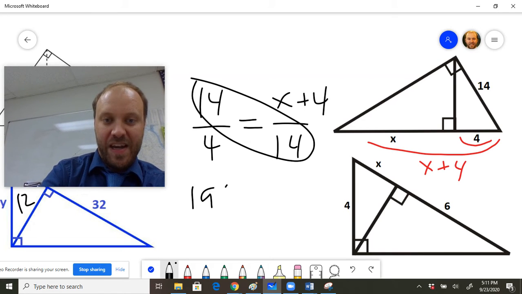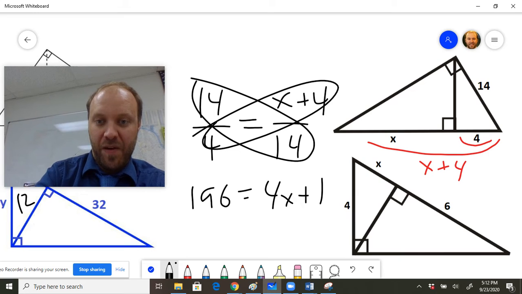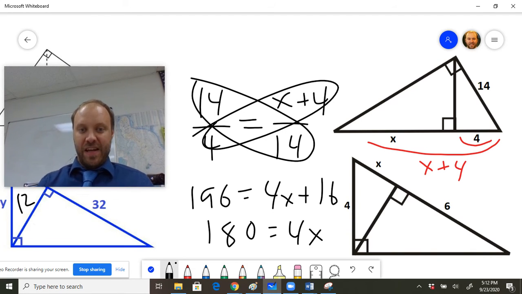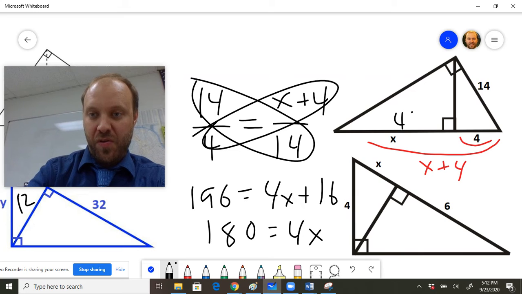You're going to get 196 is equal to 4x plus, be careful, make sure that both the x and the 4 are getting multiplied by 4. It's going to be 4x plus 16. If you subtract 16 from both sides, you're going to get 180 is equal to 4x. Let's see, half of 180 is 90. Half of 90 is 45, so x is going to equal 45.